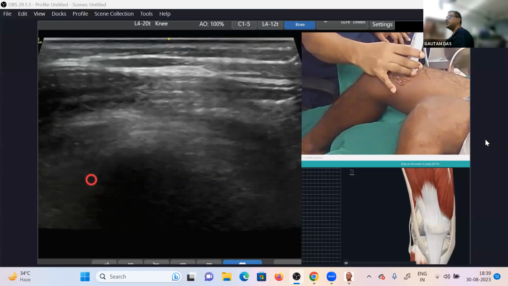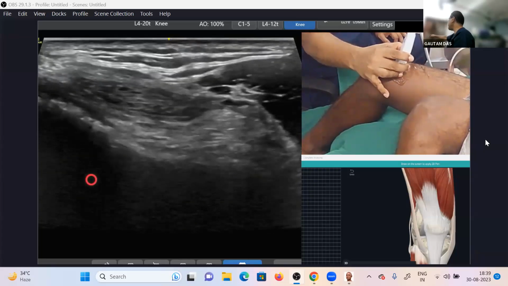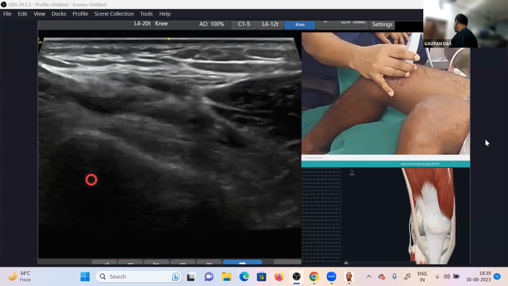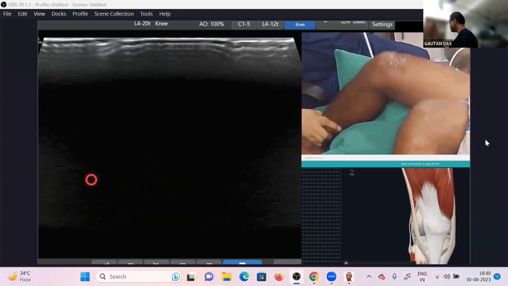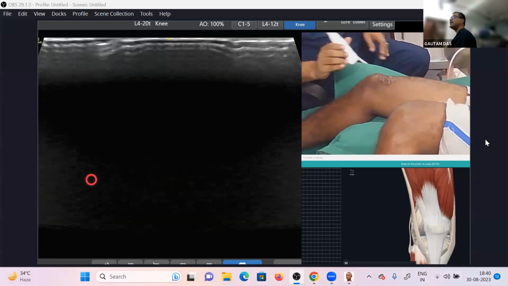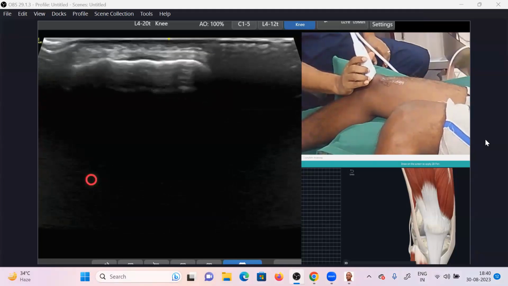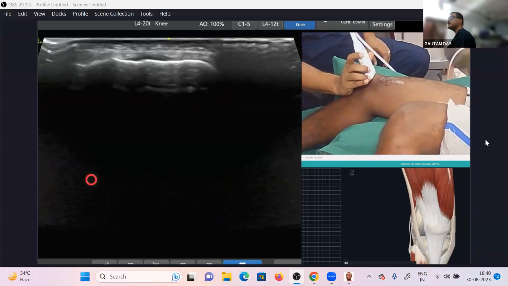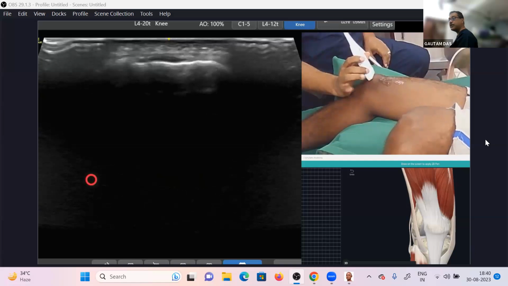Okay, so this is the anterior knee, the suprapatellar area. Is it clear to everybody? Can I come to the infrapatellar area now? Yes, this is the patella. Above that is the very thin bursa. Unless there is a bursitis, it is difficult to see. This is already told. You see where I am putting the probe.